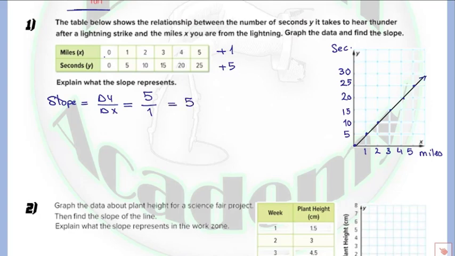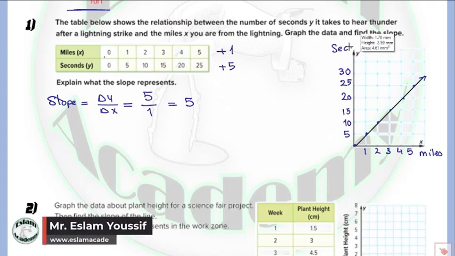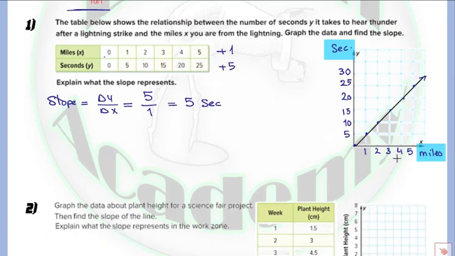Now we need to write the unit of the rate. At first, y represents the number of seconds. So it will be 5 seconds. And x is represented by the number of miles. So it will be 5 seconds per mile.